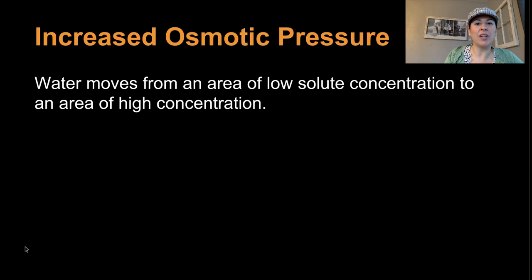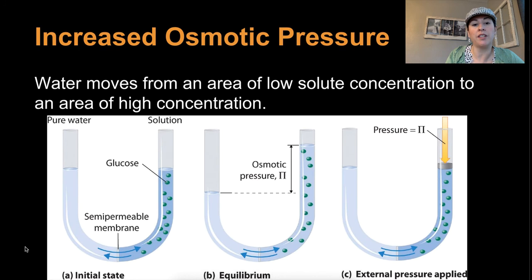So let's take a look at what happens with each one of these, and then we'll look at the final calculation with boiling point and freezing point. With osmotic pressure, we see that it is increased as we add more solute to our solution. Water moves from an area of low solute concentration to an area of high solute concentration, and when that occurs, there will be a pressure differential, or a difference in pressure.